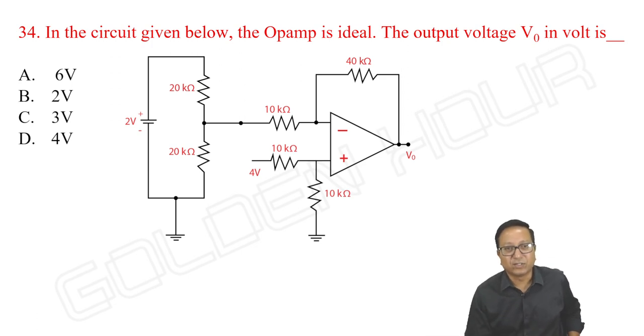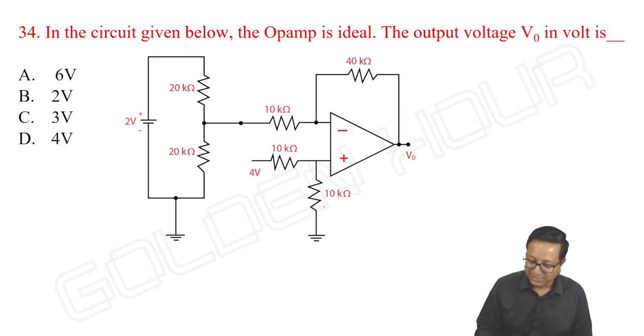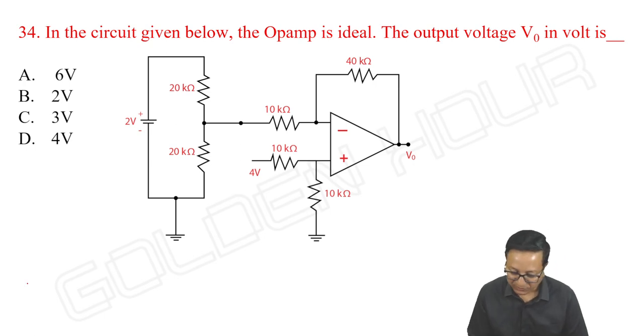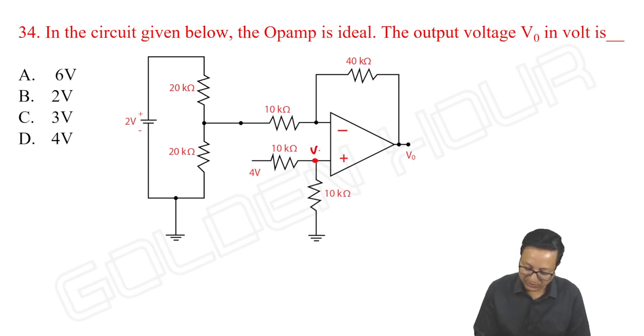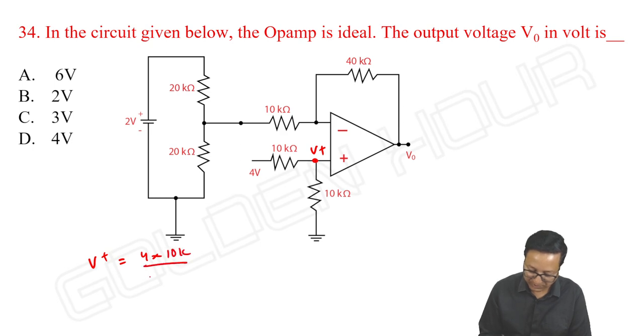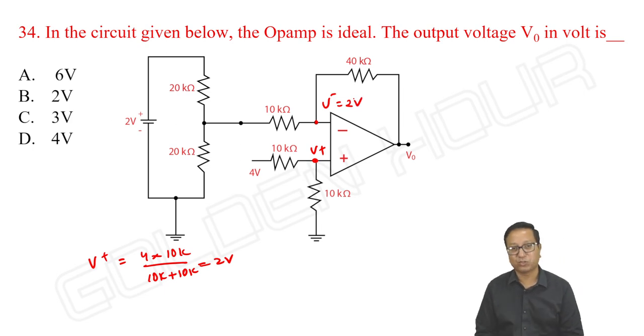Next. In the circuit given below, the op-amp is ideal, the output in volts. What is the output of this circuit? So many times without this signal we did this connection. Now that some extra connection is given, how do we do this? First, let us take V plus. What is V plus? V plus is equal to, by voltage division rule, both are equal, 4 into 10K by 10K plus 10K, it is 2 volts. Once you get 2 volts, due to virtual short, V minus is equal to V plus is equal to 2 volts.